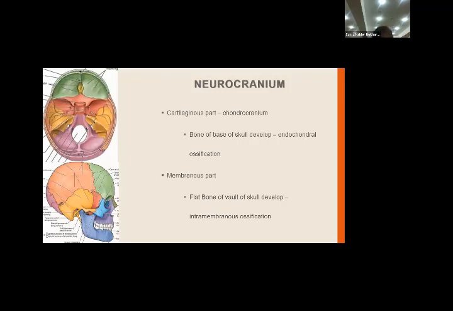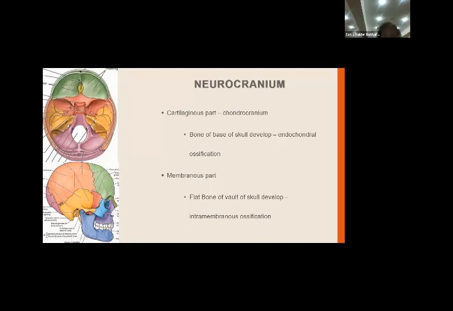अच्छा जी, let's start with the neurocranium. And by neurocranium, I mean ये सारा part, that forms a protective case around the skull.